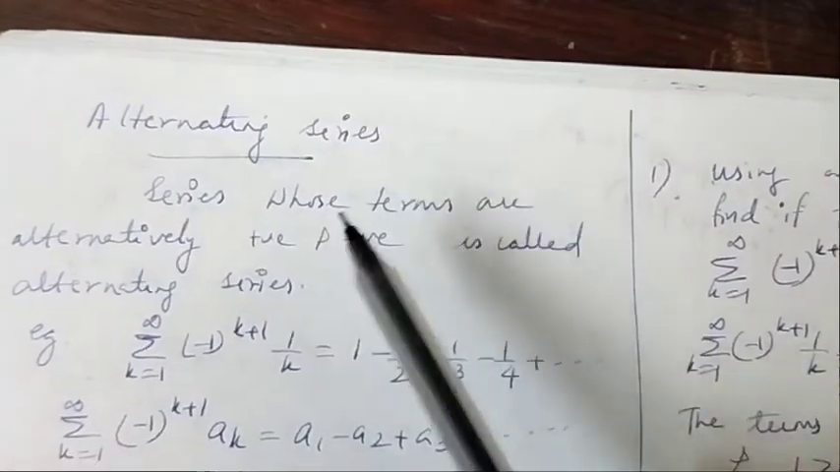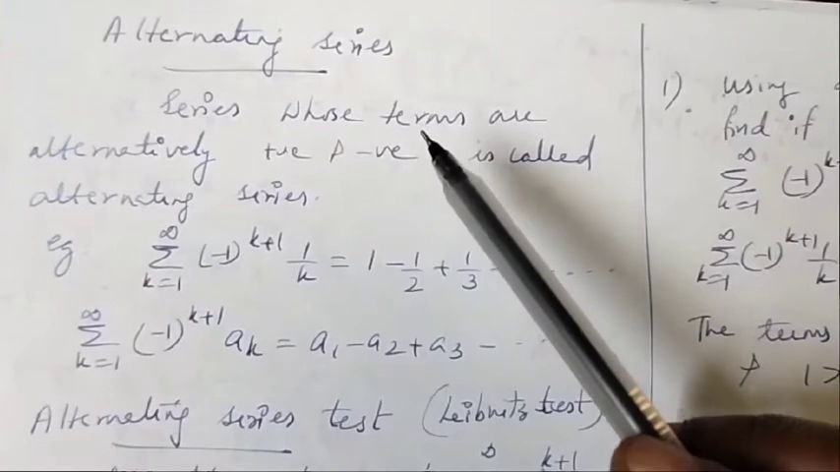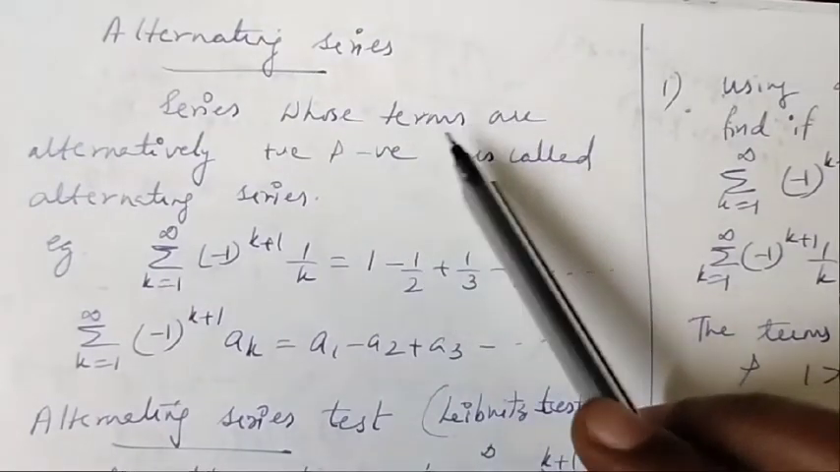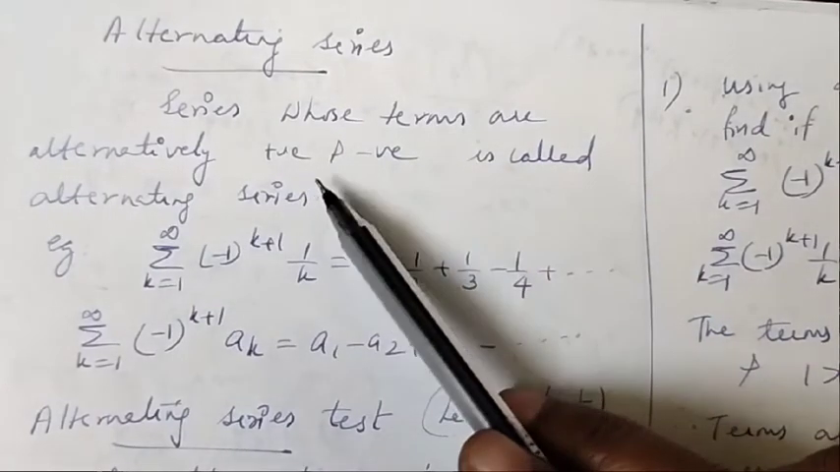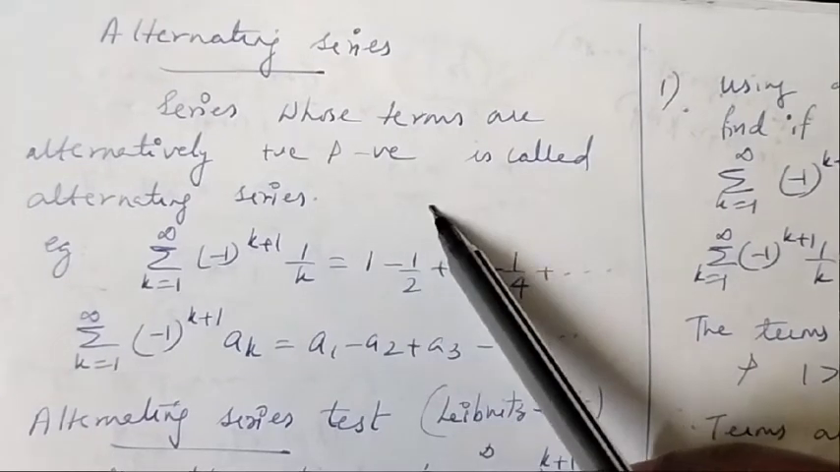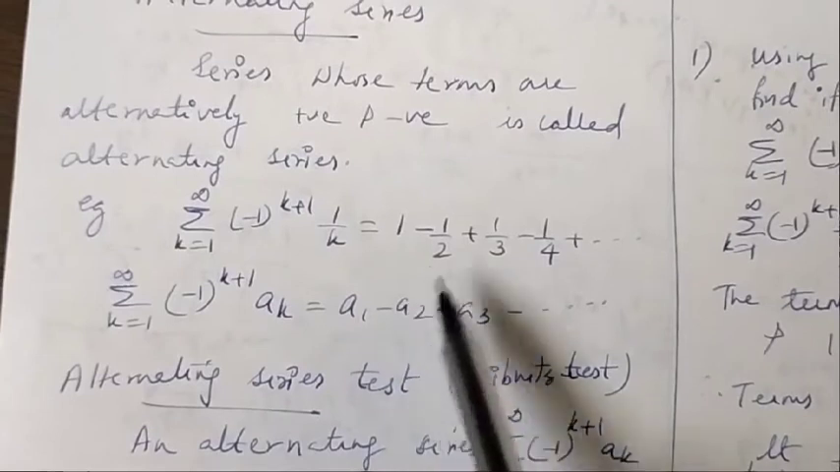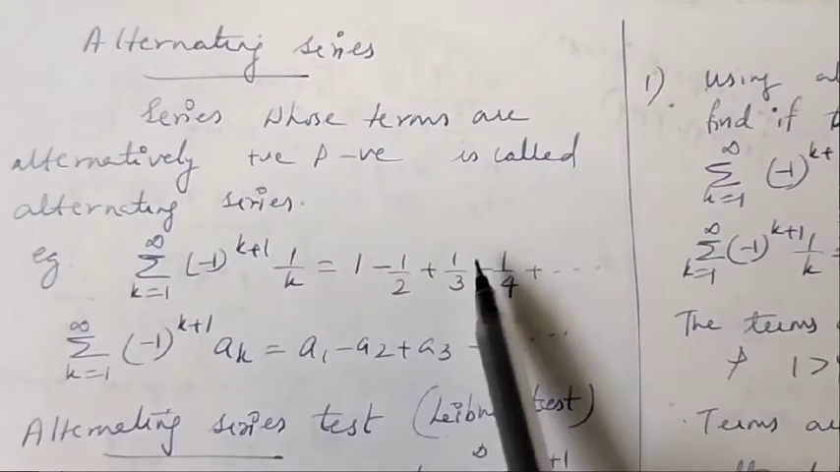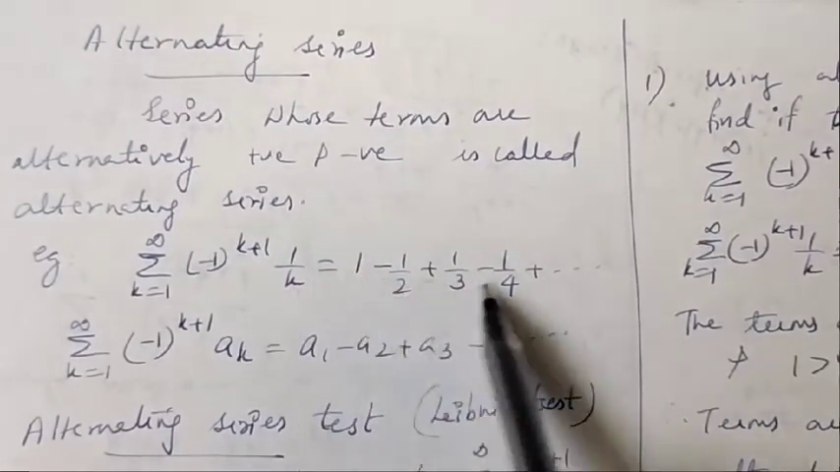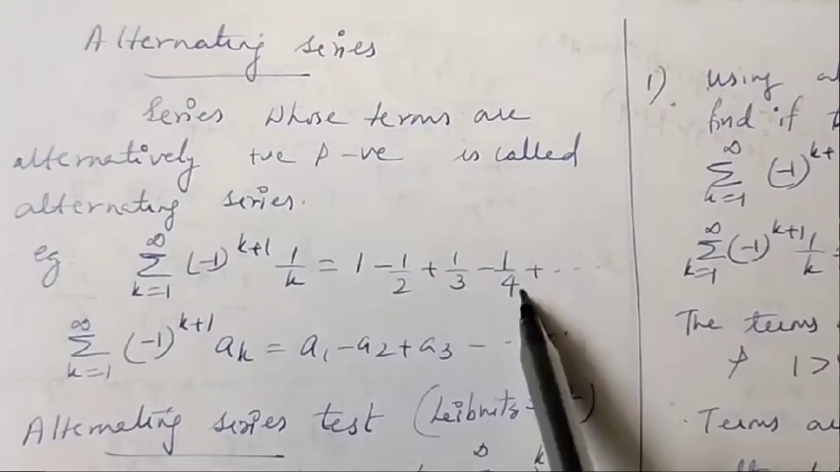Alternating series. What is an alternating series? A series whose terms are alternately positive and negative, that is plus, minus, etc. ആ ഓർഡറിൽ വരുന്നൊരു സീരീസാണ് ഓൾട്ടർനേറ്റിംഗ് സീരീസ്. For example, 1 minus 1/2 plus 1/3 minus 1/4, etc.